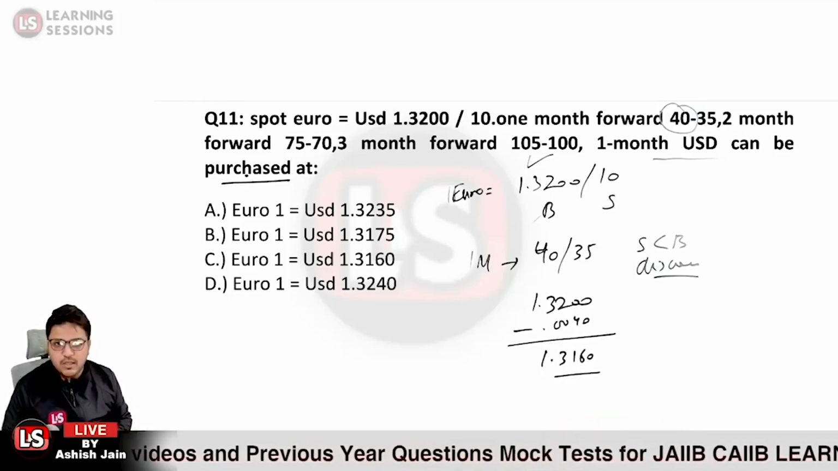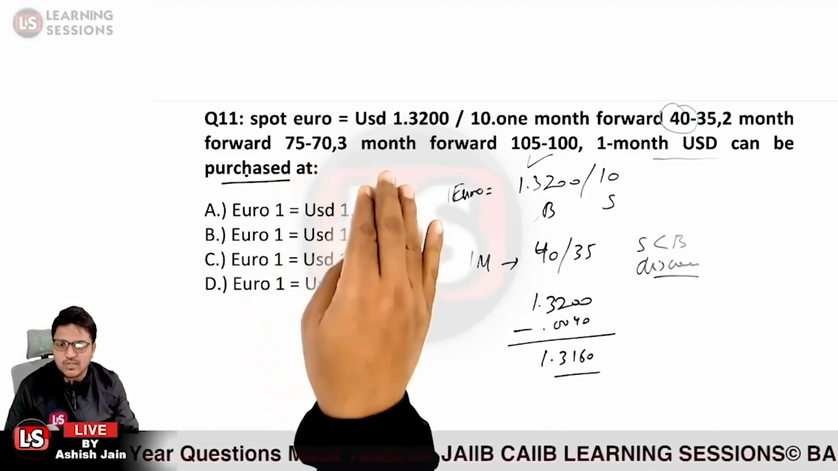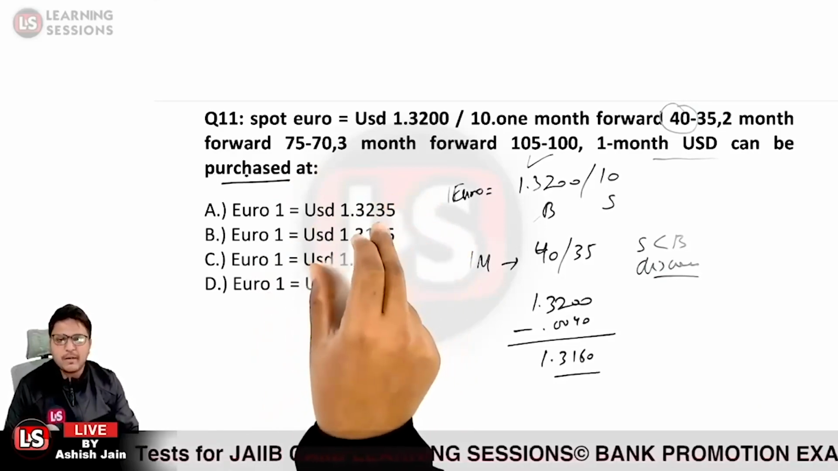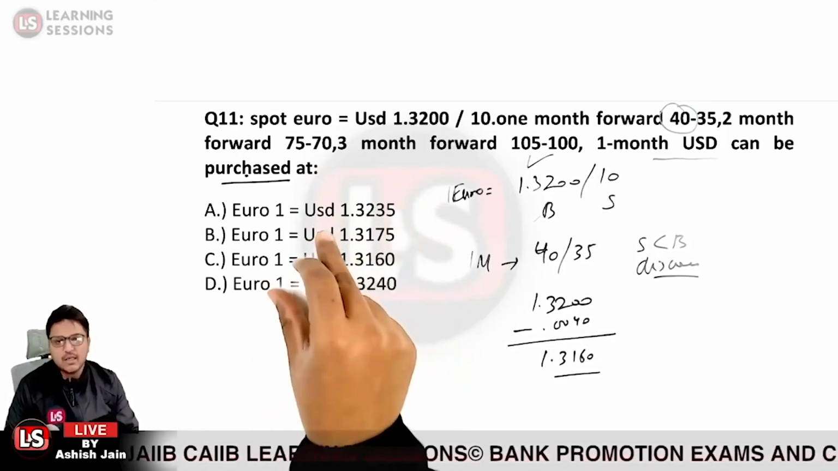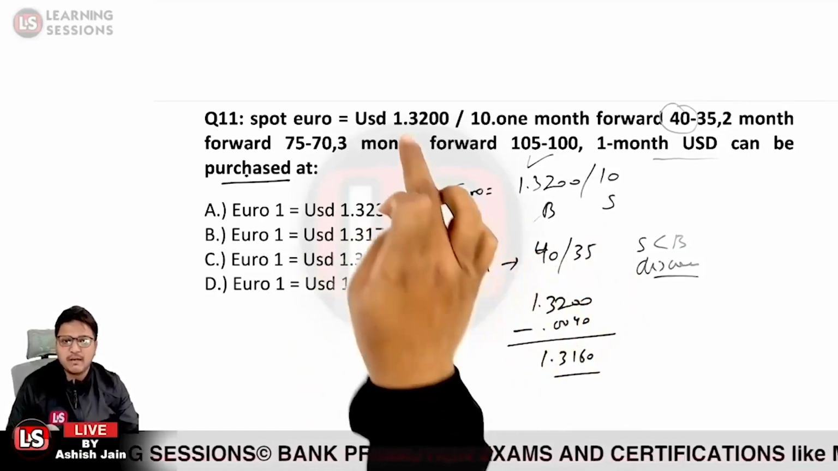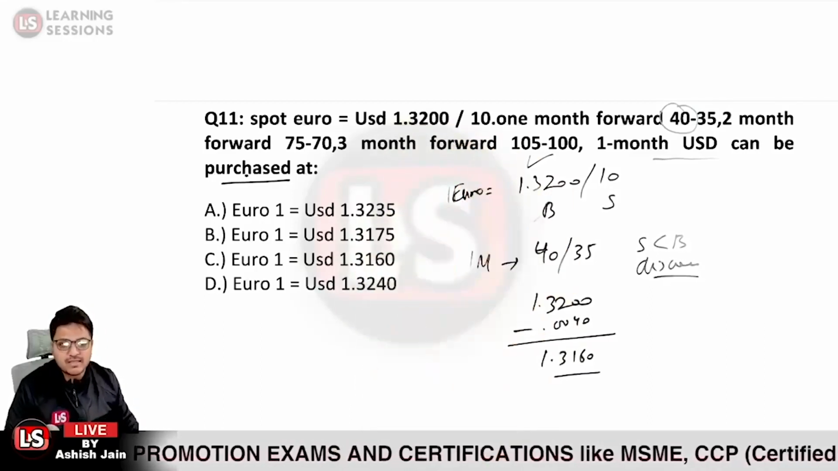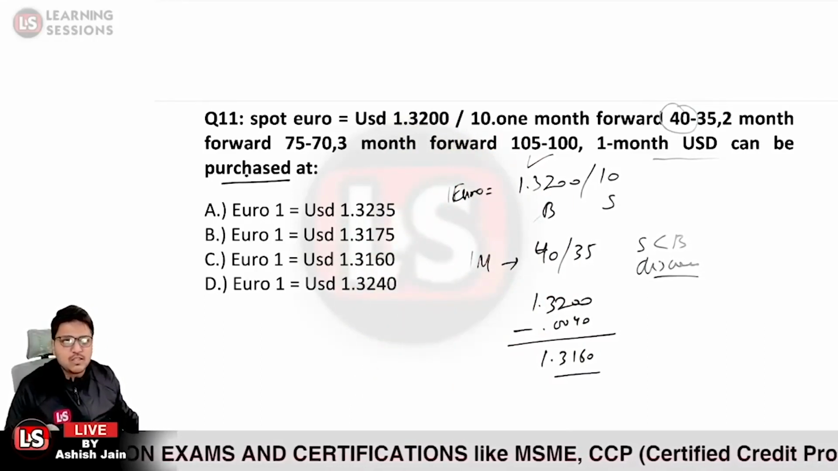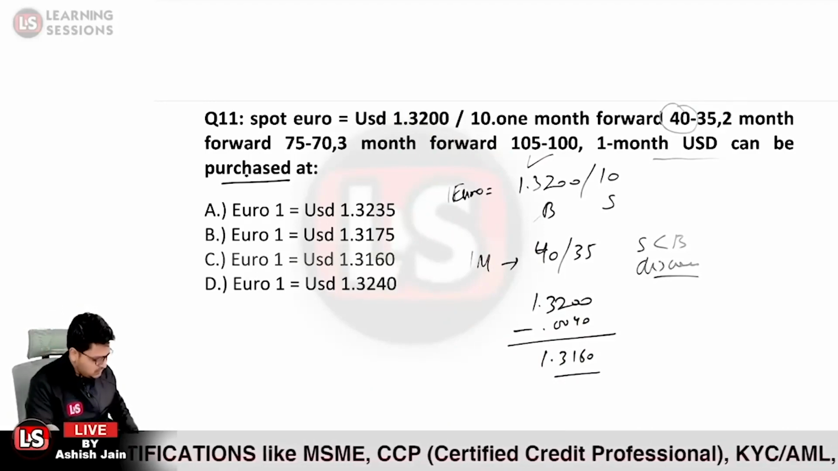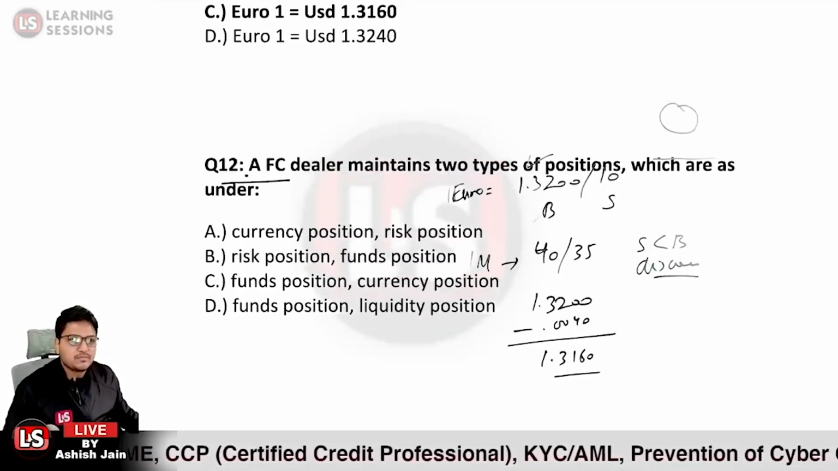You need to take care about the merchant rate or the interbank market rate. Nothing is mentioned in the question itself, so you will consider it a case of the interbank market rate. For the interbank market rate, a buying rate is a buying rate and a selling rate is a selling rate. So it will be the buying rate for the purchase, that is 1.3200 and not 1.3210. Is that clear? So option C is the right answer for question number 11.